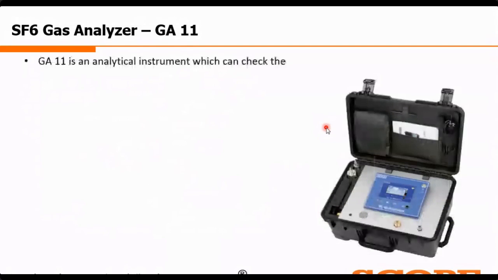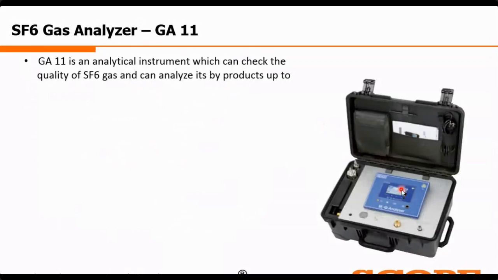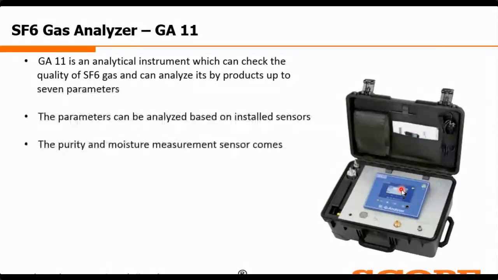Now the GA11 gas analyzer looks like this. It is an analytical instrument, as I've already told you in the previous slide. It will give you SF6 purity, the dew point, the moisture content, along with the byproducts, and what the condition of the byproducts is in ppmv. The parameters that can be analyzed depend on the sensors installed inside the equipment. The gas, if you are connecting through this inlet pipe, I will tell you when I explain.